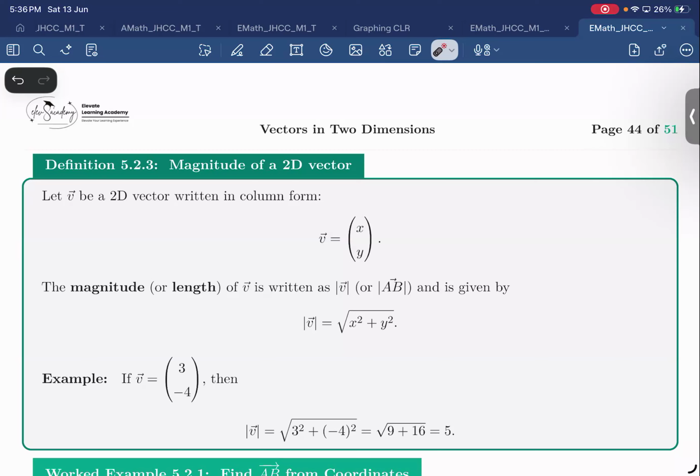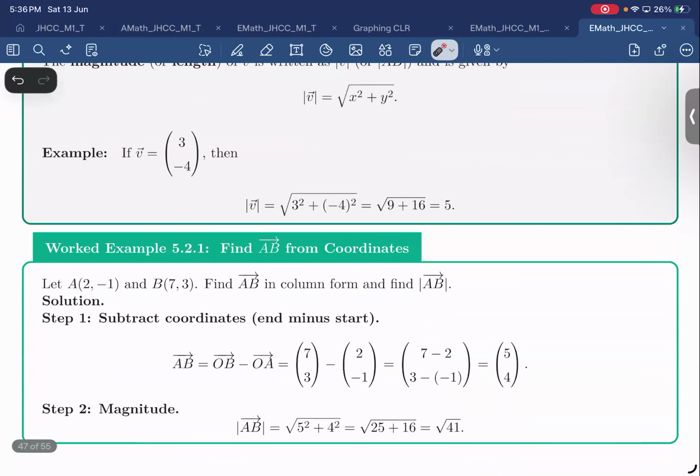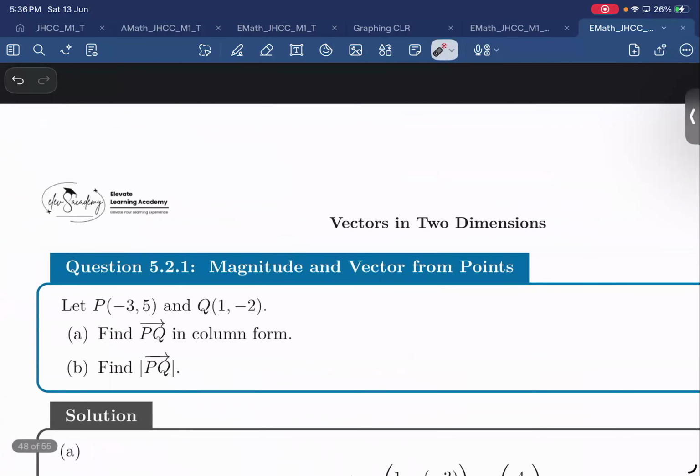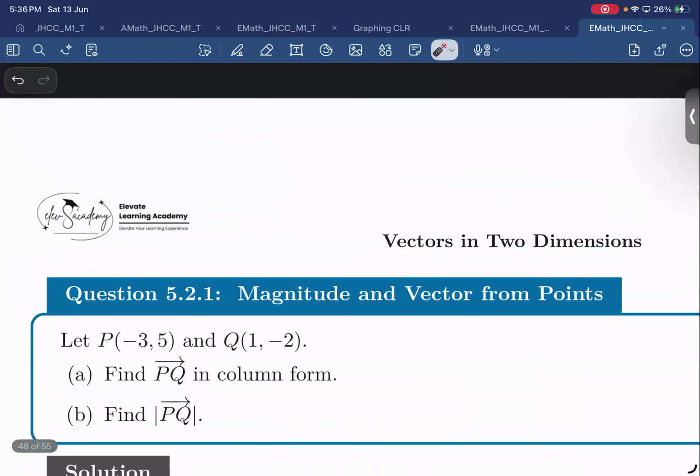So an example here, (3, -4), then the size of vector v will be square root of 3 squared plus (-4) squared, which is 5. And to find vector AB, for example, AB means the position vector of the second letter minus the position vector of the first letter. So you get (5, 4). Then the magnitude is simply square root of 5 squared plus 4 squared, which is square root of 41. Any questions about any of the earlier stuff? Then give this a try.